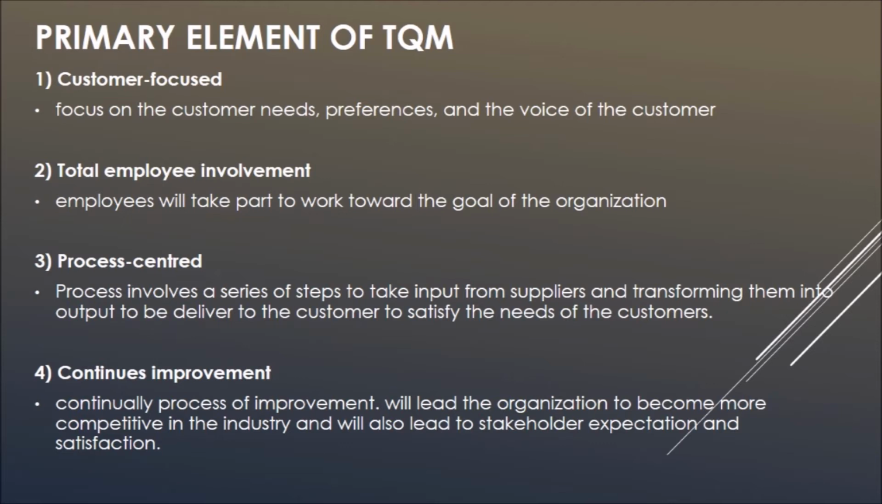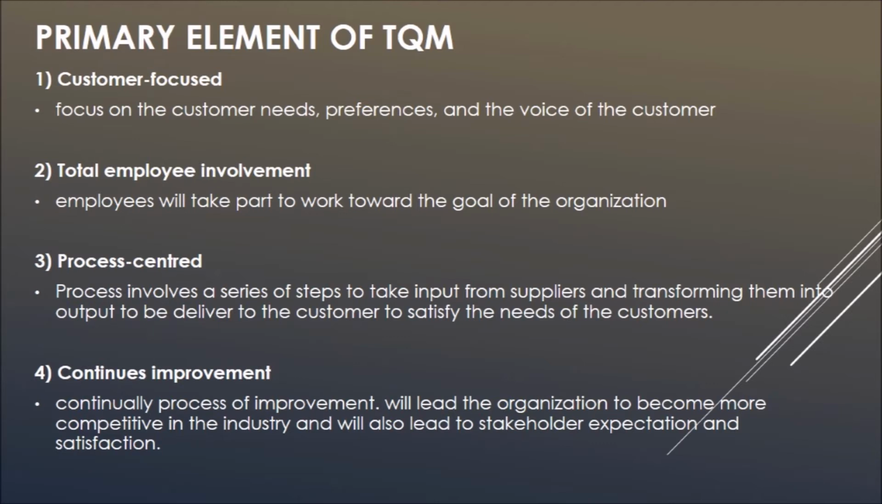The third element of TQM is process-centered. The process involves a series of steps to take input from suppliers and transform them into output to be delivered to the customer. For example, turning chicken from the supplier into fried chicken to be delivered to the customer.